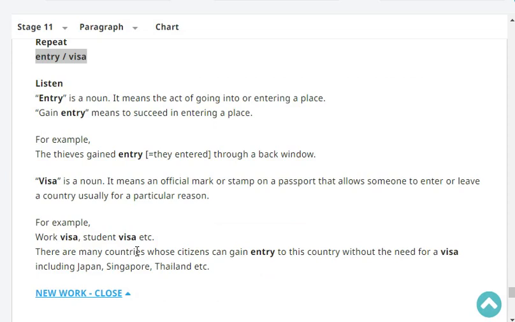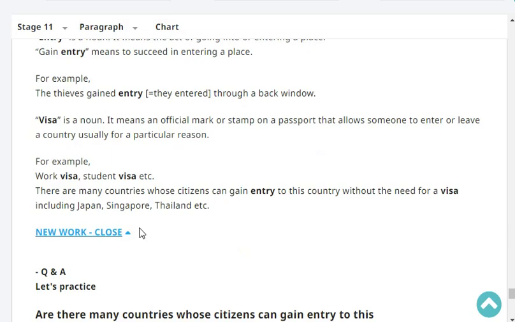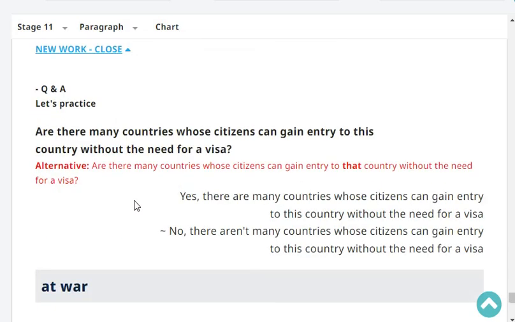Visa is a noun. It means an official mark or stamp on a passport that allows someone to enter or leave a country, usually for a particular reason. For example, we have work visa, student visa, tourist visa. There are many countries whose citizens can gain entry to my country without the need for a visa, including Japan, Singapore, Thailand, US, etc. Let's practice.